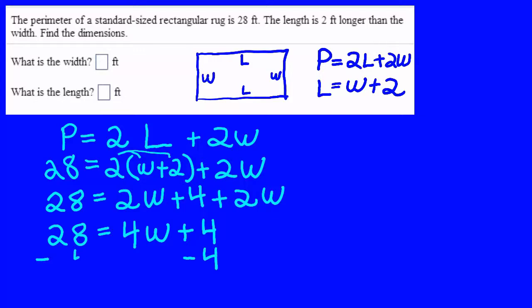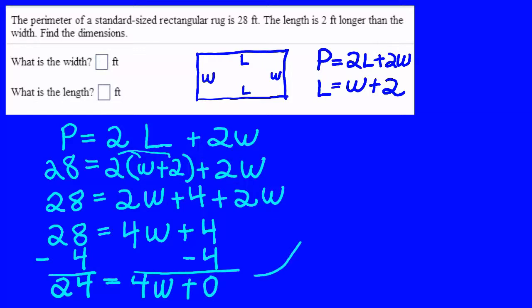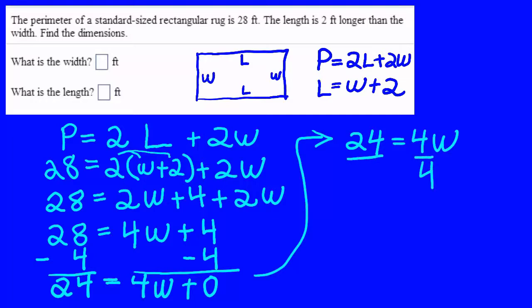Then I'll move the constant terms together by subtracting 4 from both sides. That will give me 24 on the left and 4W plus 0 on the right. So now we've got 24 equals 4W. One constant term equals one variable term. This is where I divide by the coefficient of the variable. Divide by 4 and divide by 4.